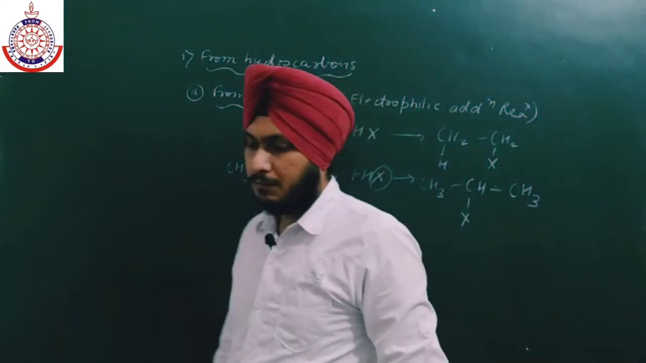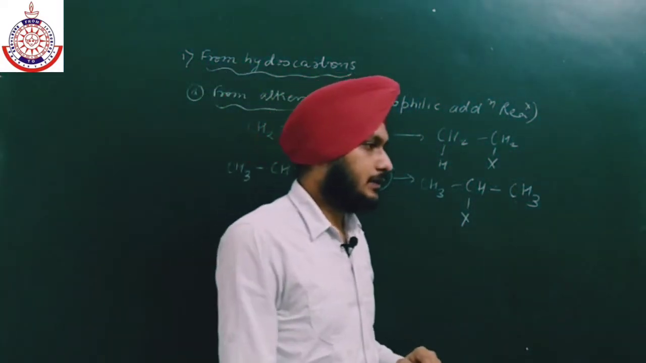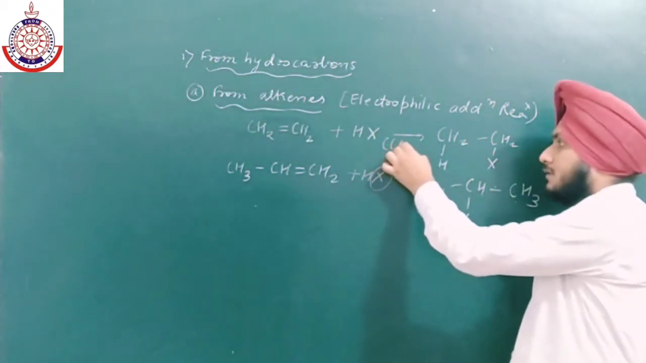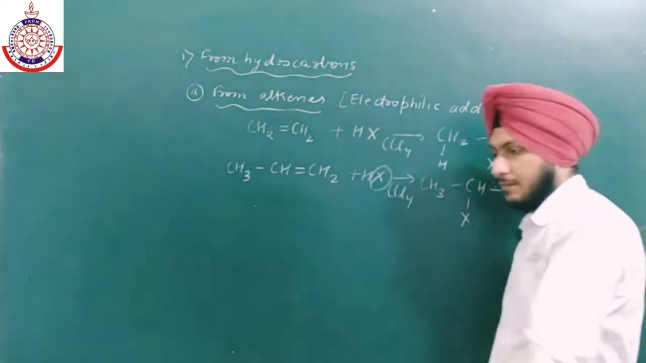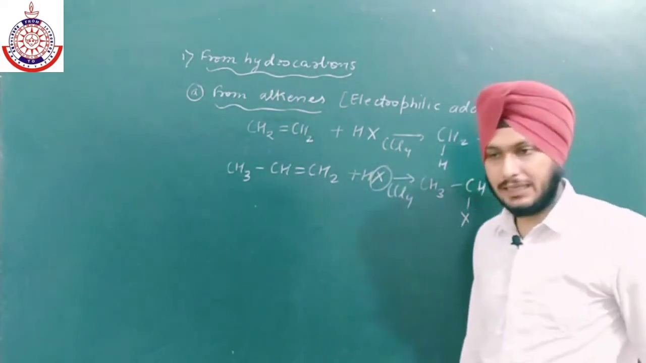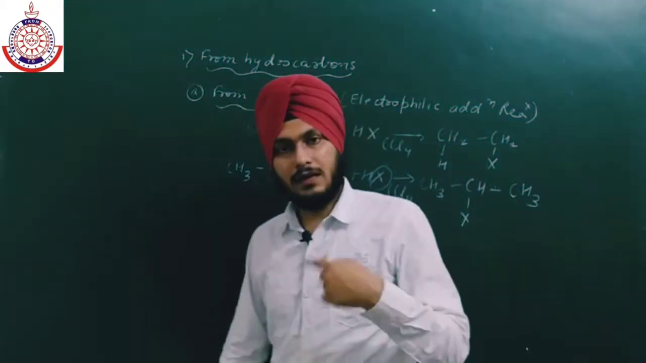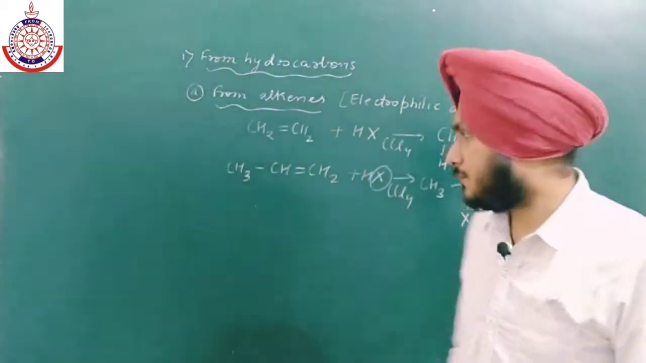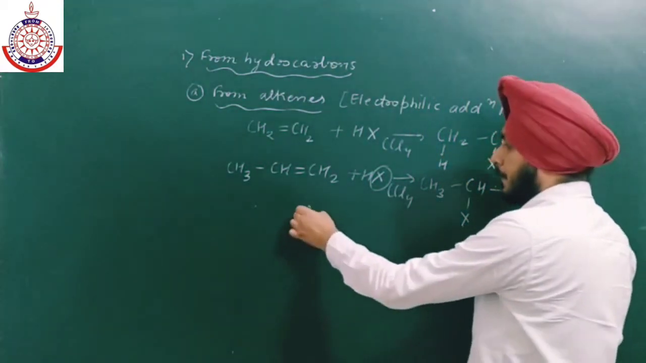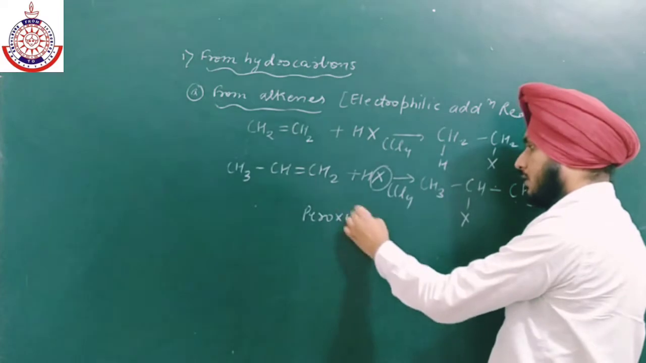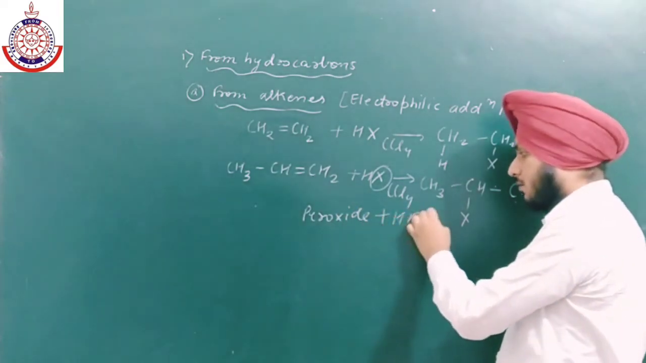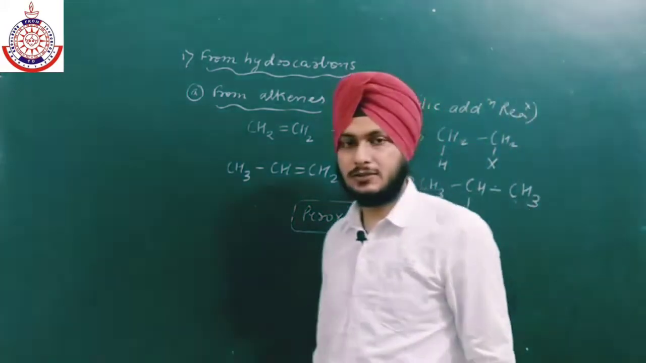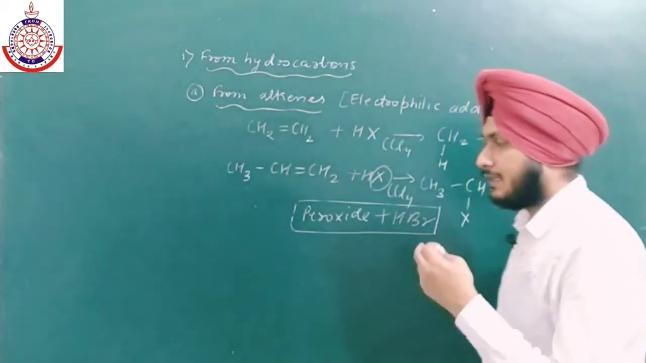But there is an exception. All these reactions take place in the presence of CCl4. But if we have peroxide, only in case of HBr plus peroxide, we will get the opposite product. This is known as anti-Markovnikov addition, in case of peroxide plus HBr only. I will tell you why it happens in case of HBr only, not HF, HCl and HI.